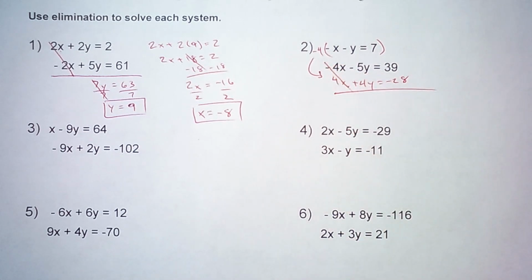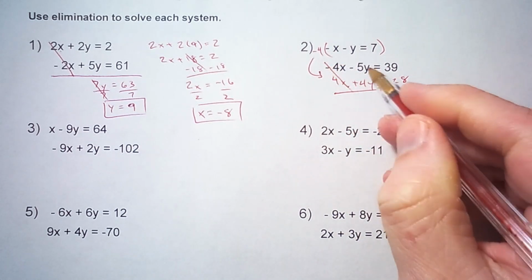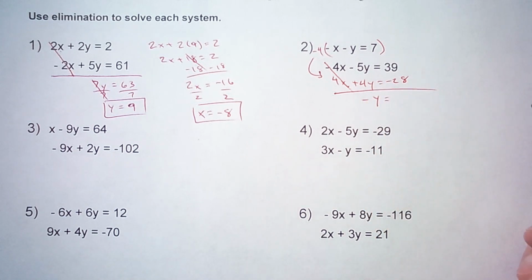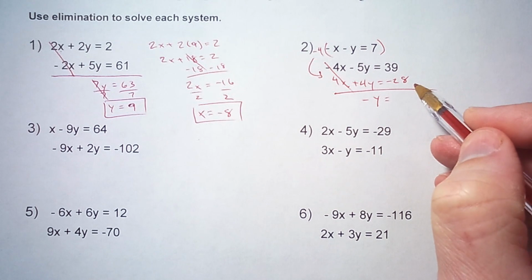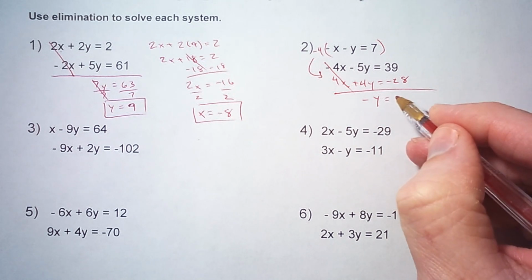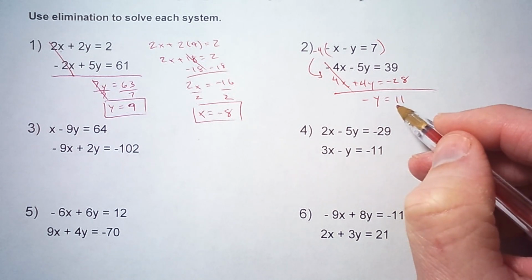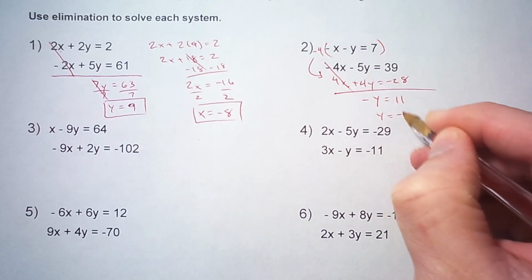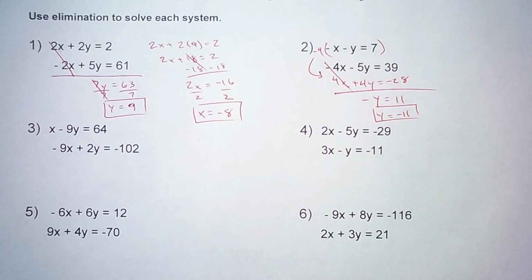Now I can eliminate the x's. So I have negative 5y plus 4y, that's negative 1y, equals, and then 39 minus 28 is 11. So if negative y equals 11, then positive y equals negative 11. So there's my value of y.